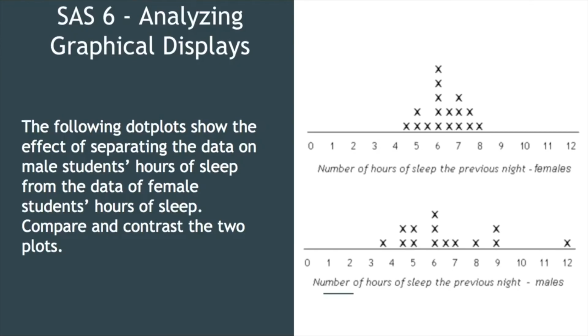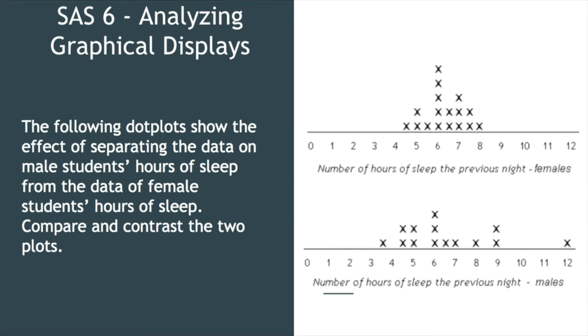So how about this? The following dot plot shows the effect of separating data on male students' hours of sleep from the data of female students' hours of sleep. Now we've separated univariate data into two sets of separate data, but both univariate data. We're not showing a graphical display that discusses bivariate data, even though both of them together we consider as bivariate data. It's the same data, but for different categories.